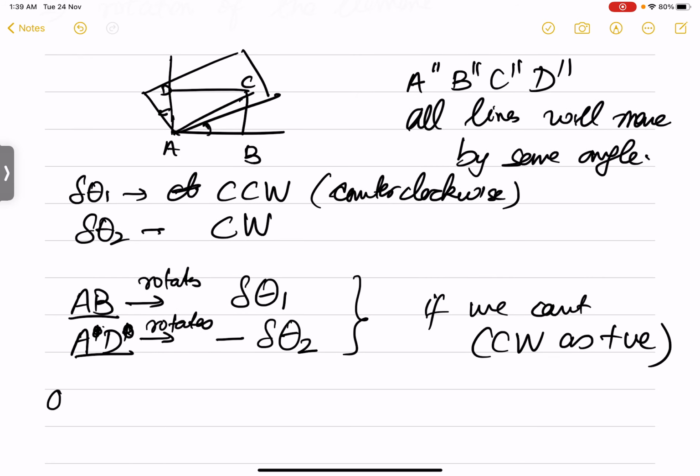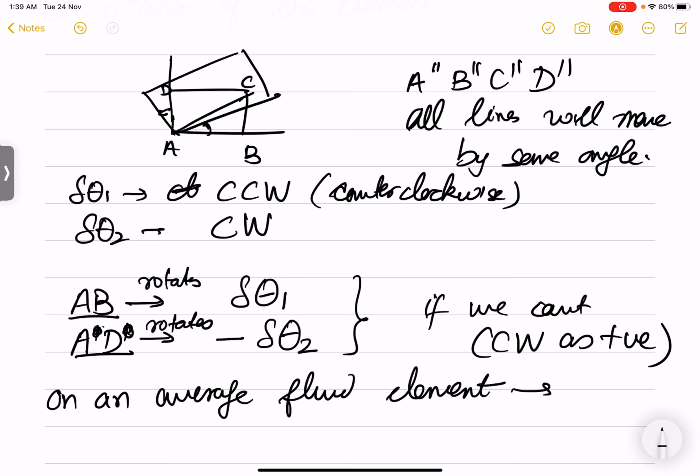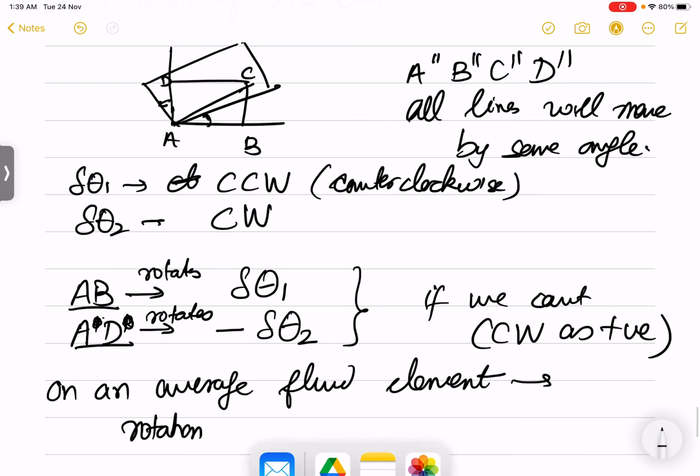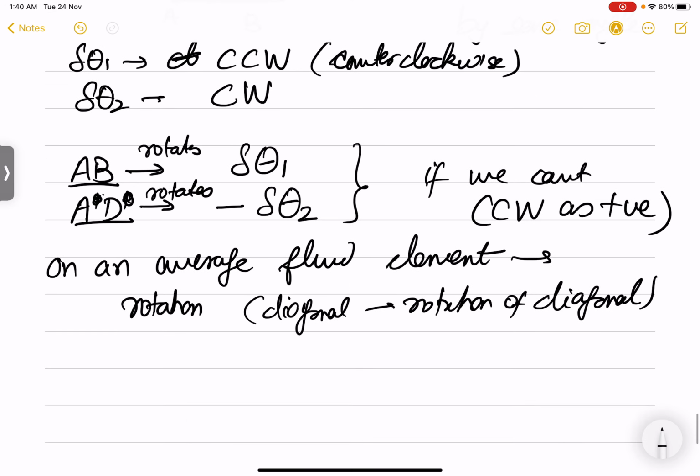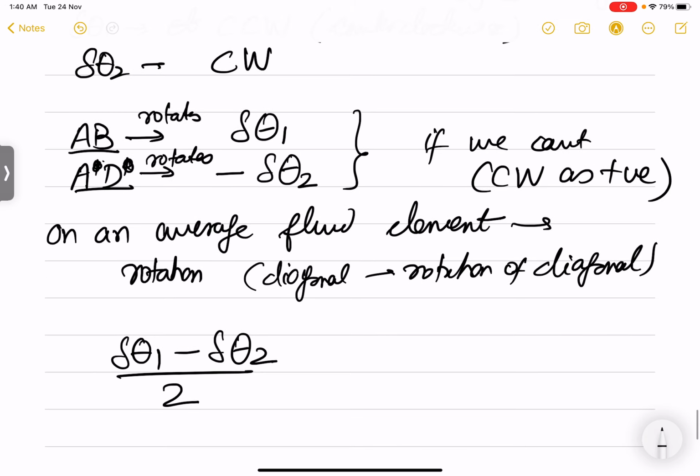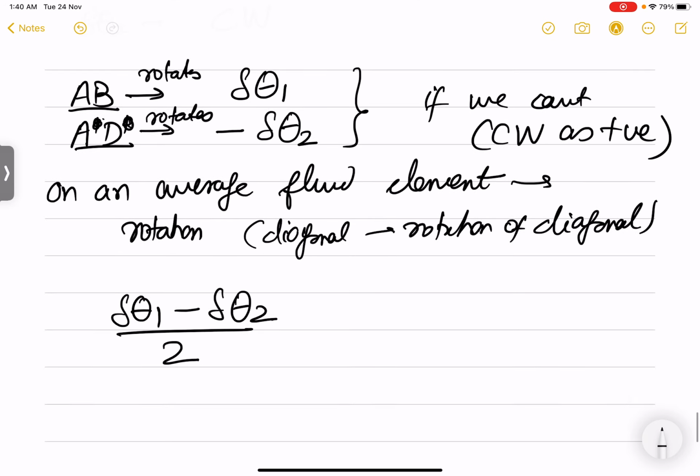So now on an average, the fluid element, what will be the rotation? Or think of it as the central diagonal. If we see what is the rotation of the diagonal, so we look at the central line, and the rotation of the diagonal, you will see, will be given by delta theta 1 minus delta theta 2 by 2. That will be the amount by which on an average this element would have rotated.